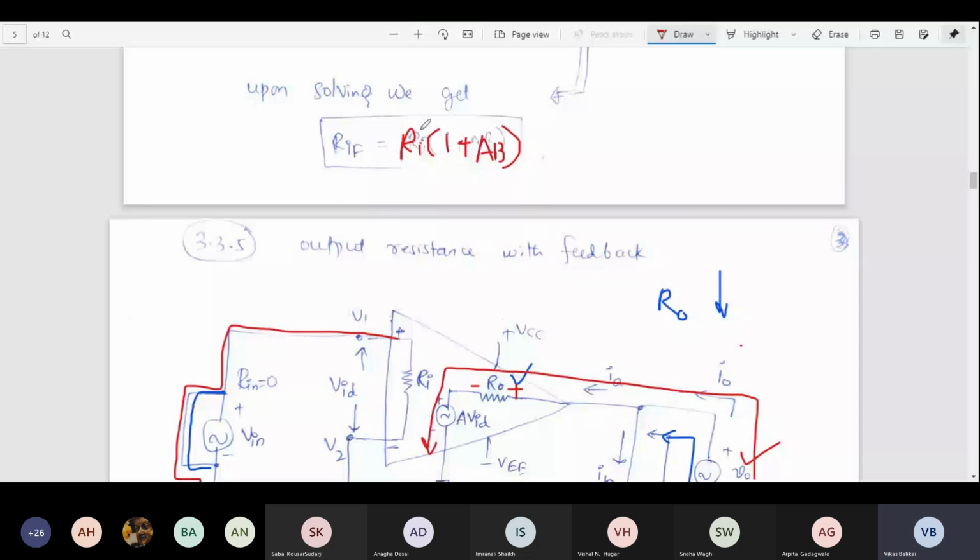So 1 plus A beta gets multiplied, and R input with feedback is drastically large. So that's why I satisfied the condition of high input resistance for the feedback amplifier.